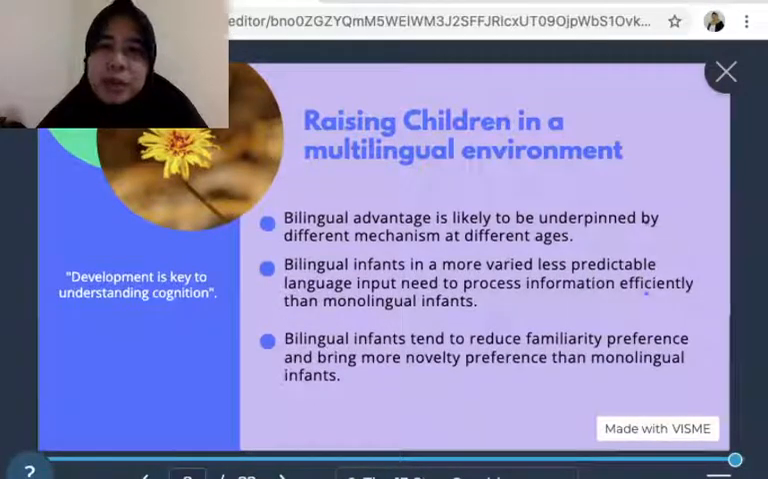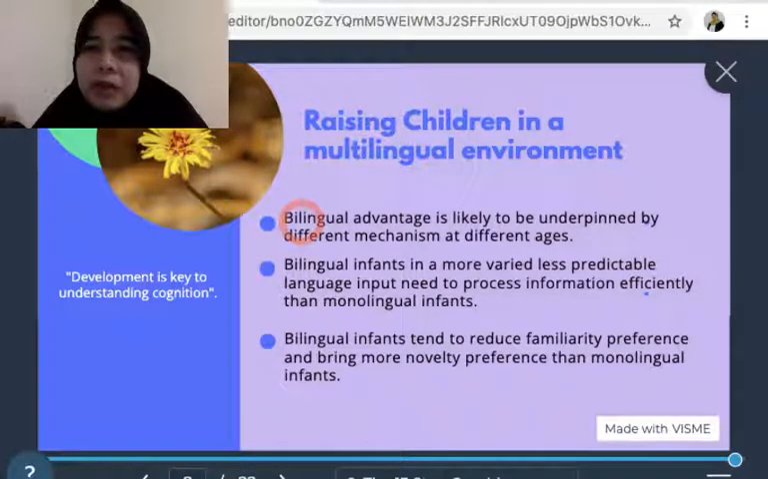Okay, now let's move on to our discussion of these articles. The first one is raising children in a multilingual environment. The first thing that I would like to say is from the authors: development is key to understanding cognition. Again, the word development is said many times in this article. If we want to see the cognitive competence of bilingual speakers, we also have to look at the developmental approach, the developmental factors of the participant.